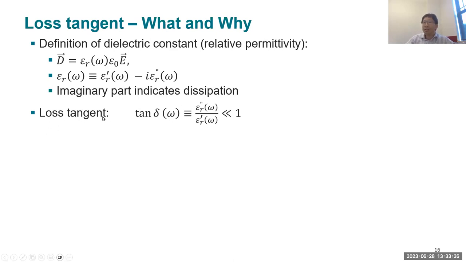The loss tangent is defined macroscopically or phenomenologically as the ratio. We usually write loss tangent as tan delta, which could be a function of frequency. This tan delta is defined as the ratio of the imaginary part to the real part. Ideally, this thing would be zero. You hope it's zero, because zero gives you no dissipation. In practice, it's pretty close to zero, but it's often not exactly zero.